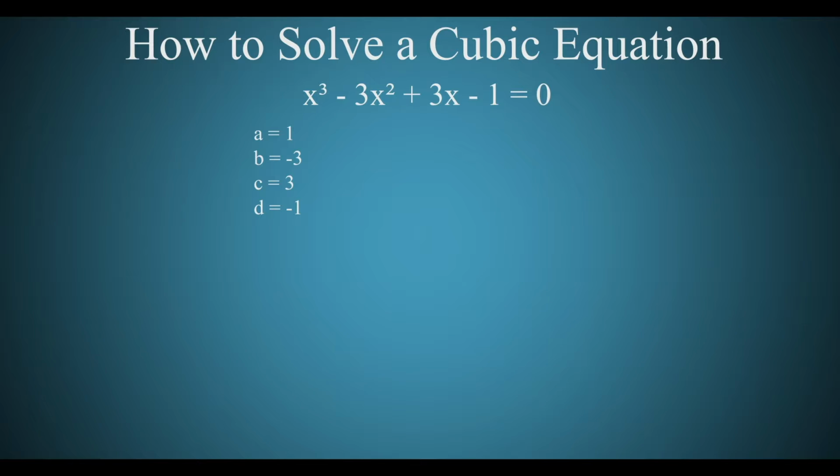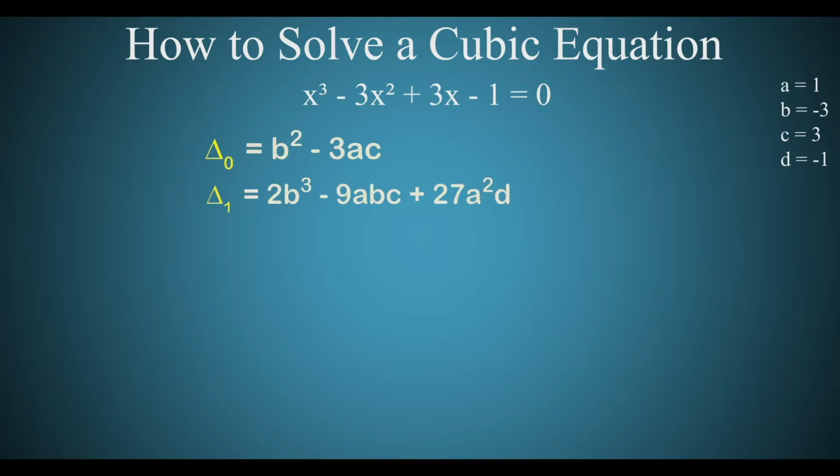And so we have these different things called discriminants. There's discriminant naught, or delta naught, which is equal to b squared minus 3ac. Then there's delta 1, which is equal to 2b cubed minus 9abc plus 27a squared d. And then there's finally just delta, which is a pretty big formula. It is equal to delta 1 squared minus 4 delta naught cubed, all divided by 27a squared.